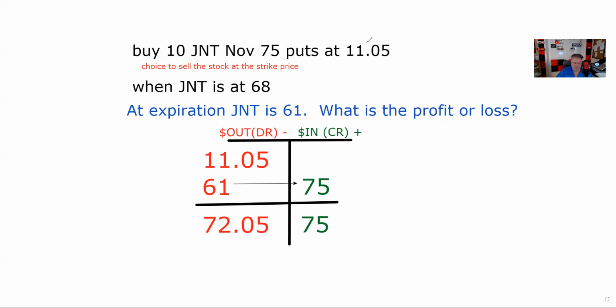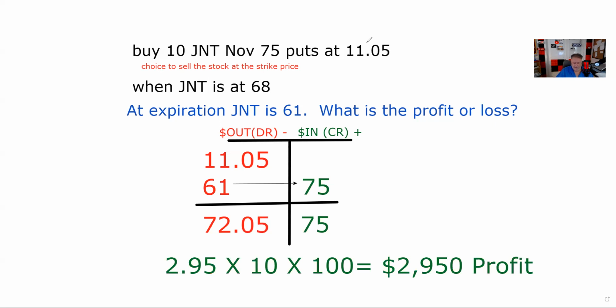So the next thing I would do is shop my answer set. I would eliminate any choices offered to me that are a loss. It's a profit, and that alone will give me a 50-50. So what is the difference between money out and money in? The difference between the 75 and the 72.05 is $2.95, 2 points and 95 cents. And we're talking about 10 contracts, each governing 100 shares. So the answer to this question is a $2,950 profit.